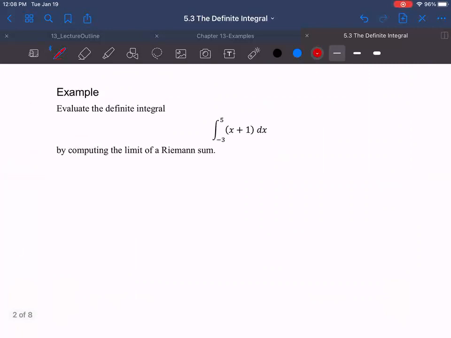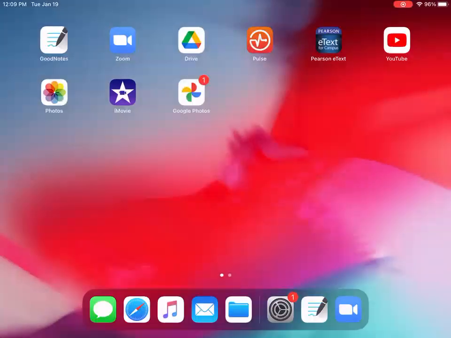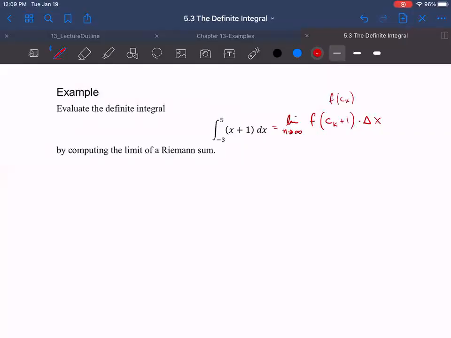No? Okay. So here we've got: evaluate the definite integral of x plus 1 from -3 to 5. What we're going to do with this is turn it into our limit as n goes to infinity of the sum of f of ck, which is x plus 1 there, times delta x. Oops, sorry. Let me do this.